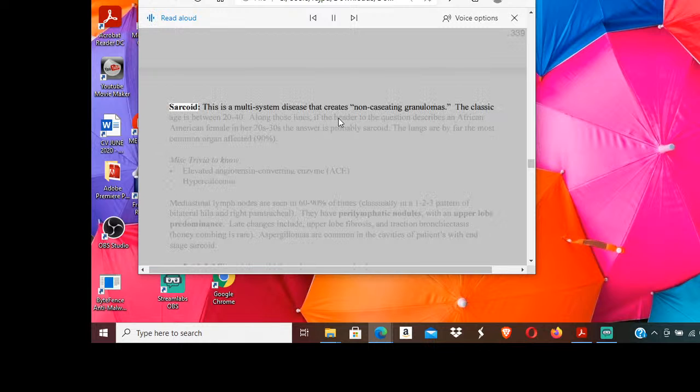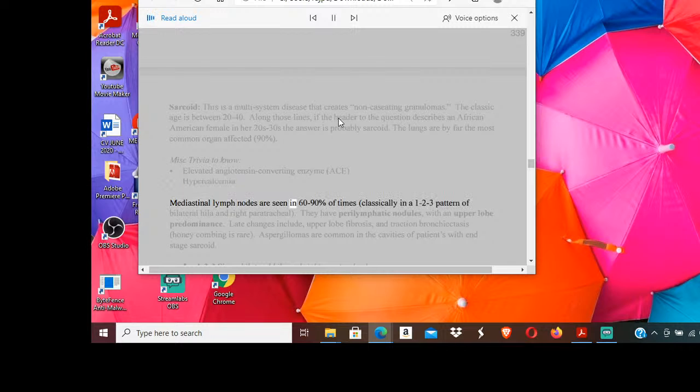339. Sarcoid. This is a multisystem disease that creates non-caseating granulomas. The classic age is between 20 to 40. Along those lines, if the header to the question describes an African American female in her 20s or 30s, the answer is probably sarcoid. The lungs are by far the most common organ affected, 90%. Misc trivia to know: elevated angiotensin converting enzyme, ACE, and hypercalcemia.